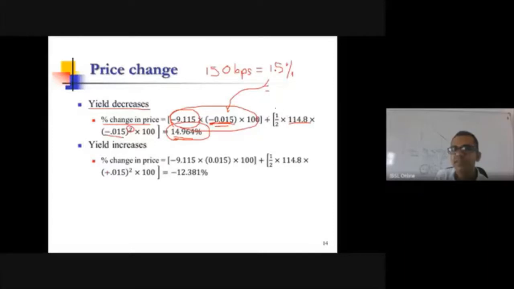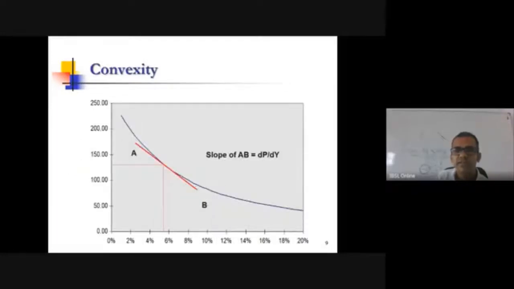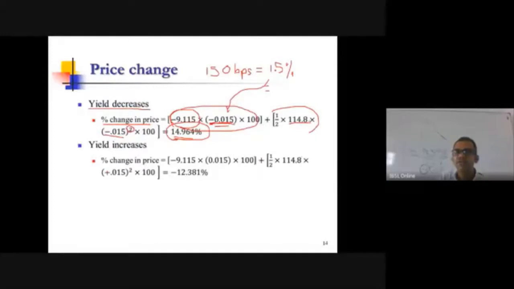You can see in this convexity part, the convexity correction is always positive. There's no negative. Why? Whatever the estimate given by the duration, we have to make an upward revision, no downward revision. So the convexity effect is always positive. But for the duration effect, you can get a negative figure when the yield increases.